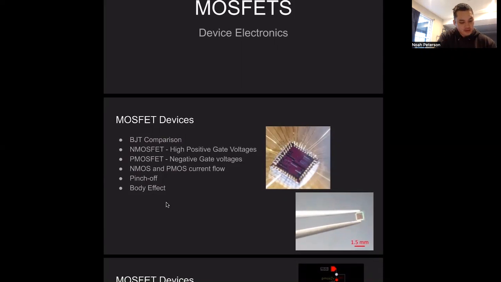So for specifically NMOS transistors, these have current flow from a drain to a source, and we'll talk about that a little bit later. I can write it and show you. And PMOS have a current from source to drain, the exact opposite. And we'll also talk a little bit about pinch off and body effects.